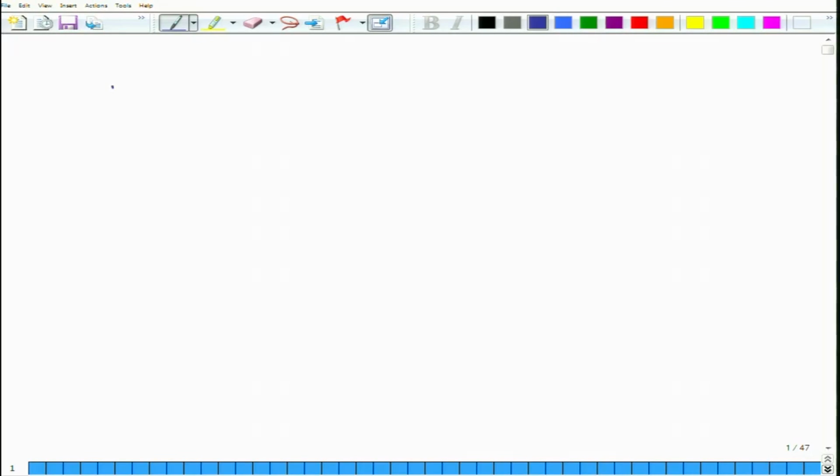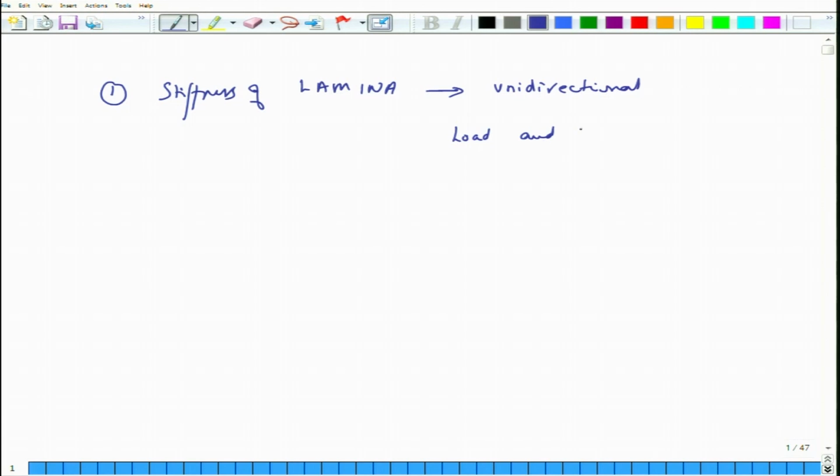So, so far in this course, the first thing we learned was how to predict stiffness of lamina. Specifically, we learned this when it was a unidirectional lamina and the orientation of the load and material axis were aligned. So, this was the first theme of this course, and we were able to predict the stiffness of the lamina and also the strength of the lamina.